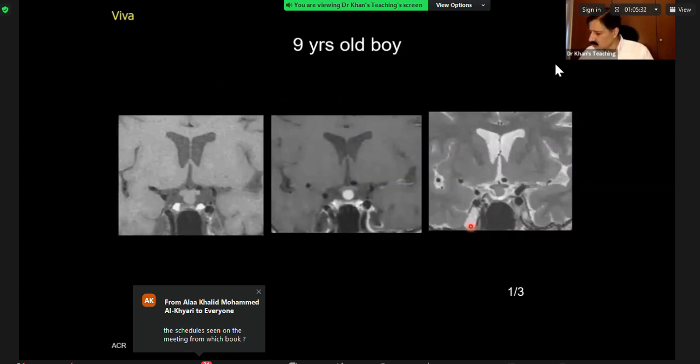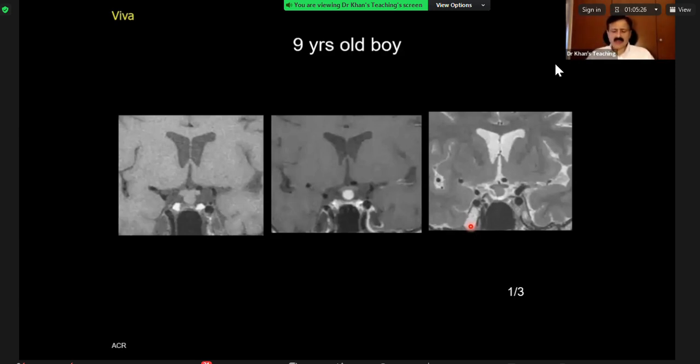Okay, this is your last case, candidate 5, and then candidate 6 should be ready. I'm giving you limited sequences. So this is the infundibulum, and this infundibulum enhances, and this is a T2 weighted sequence. What will be your differential for this case, candidate?